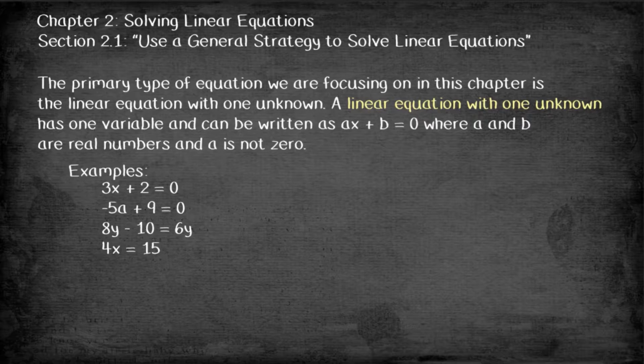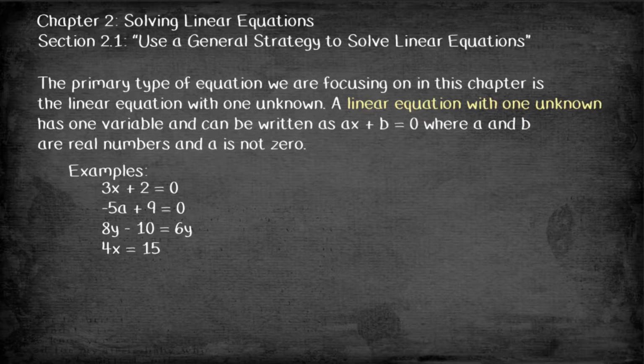The third equation, 8y minus 10 equals 6y, is not explicitly written as ax plus b equals 0 because there's something other than 0 on the right-hand side. But it's okay because it can be written that way if you subtract 6y from both sides. And last up, we have 4x equals 15. Again, not explicitly written as ax plus b equals 0, but if you subtract 15 from both sides, it will be.